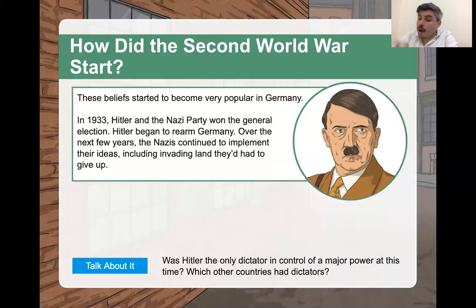Okay, so as you should know, he wasn't the only dictator at this time. We had dictators in Italy, so Mussolini, we had General Tojo in Japan, and we had Franco in Spain. So we had several dictators in control of large powers, and all of this was causing more tension, more conflict, especially in Europe and in Asia.